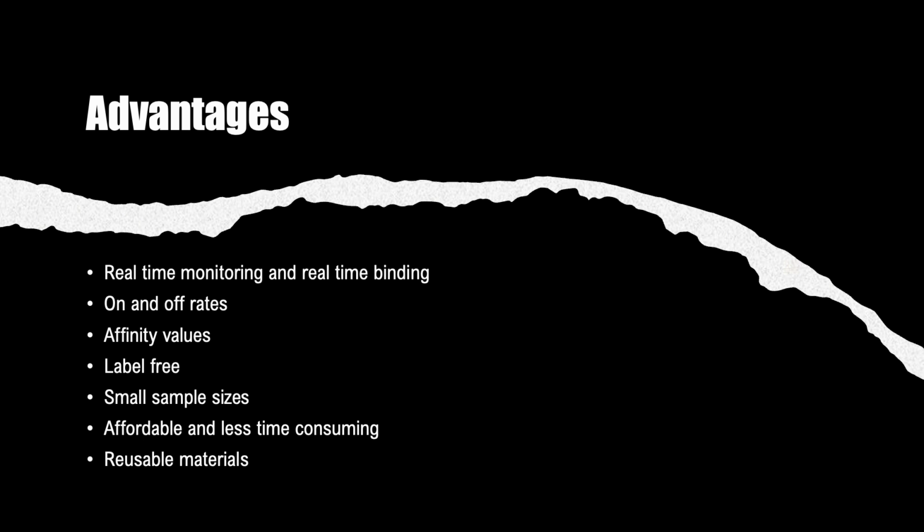As we've already established, SPR is label-free, so you can skip the step of adding fluorescent tags. And then this method also utilizes small sample sizes, so that makes it more affordable and less time-consuming. You can also reuse the materials like the sensor chip, which lowers consumable costs. And lastly, you don't need to purify samples, which also cuts down cost and time.